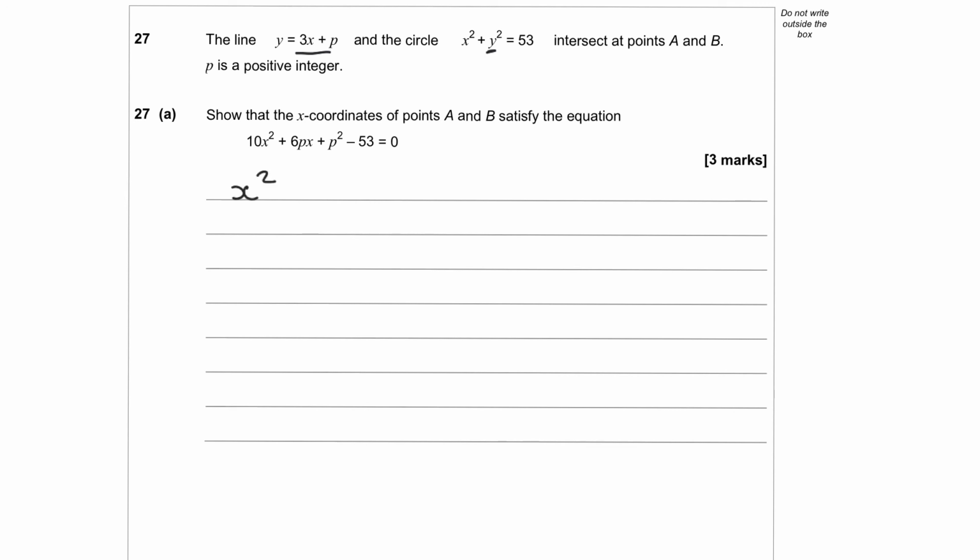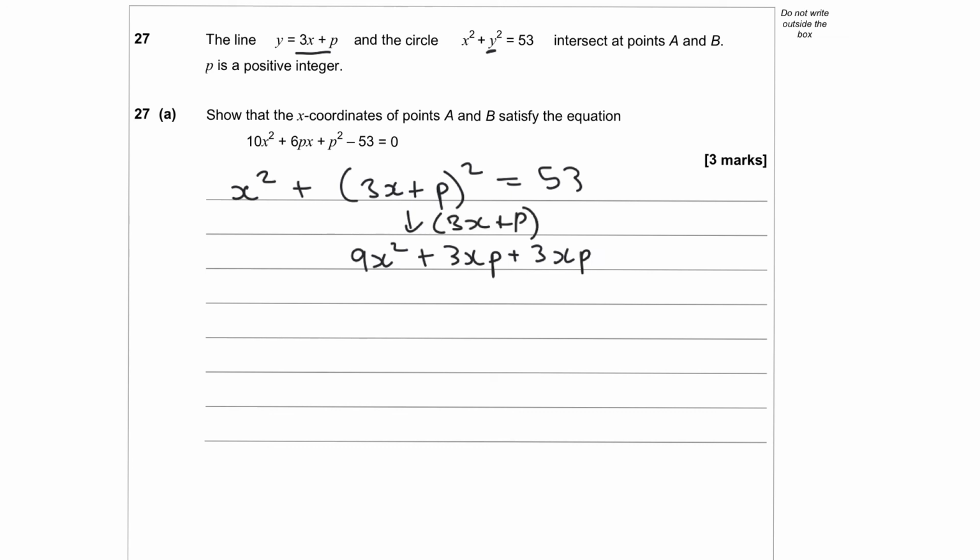So that would be x squared plus 3x plus p, all squared, is equal to 53. We're going to expand this bracket. So that will be 9x squared plus 3xp plus 3xp. Because remember, if you've got a bracket squared, just to show people what I did, it's basically the same as having the two brackets next to each other, and then it's like quadratic expansion. Yeah, the 9x squared, 3xp, and then 3xp again, and then now p squared. So now simplify. You've got 3xp plus 3xp, so that's going to be 9x squared plus 6xp plus p squared.